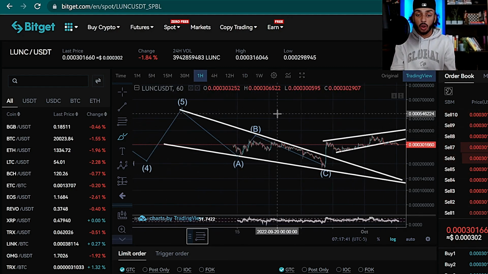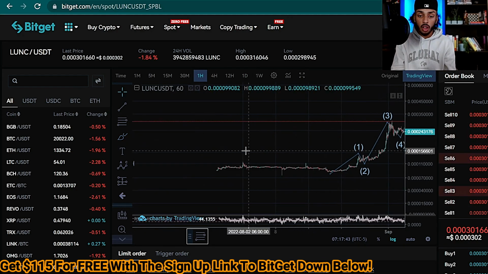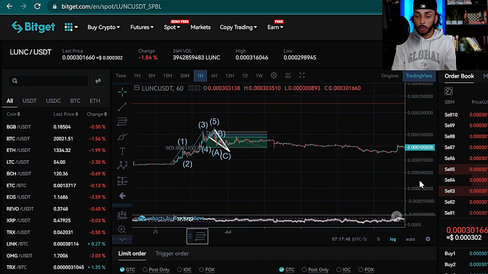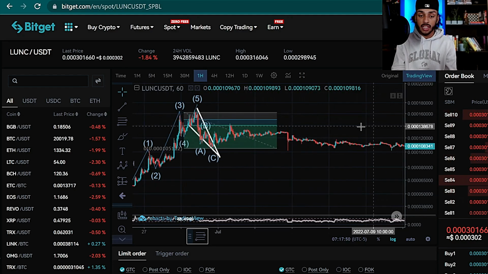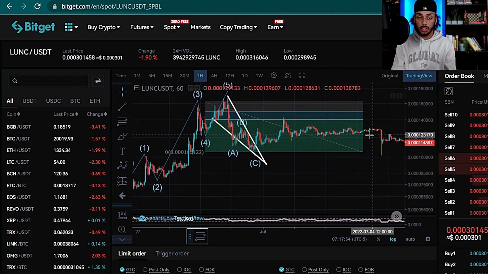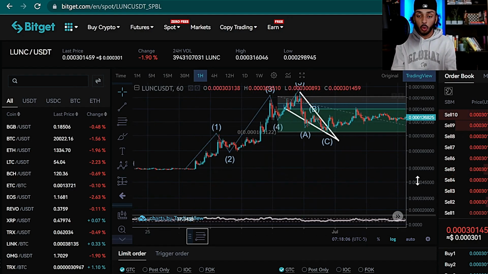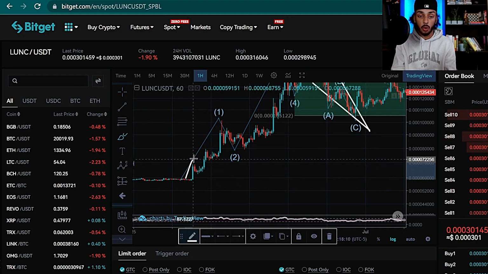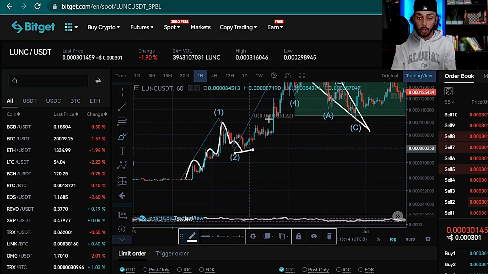So what we're going to do is scale down and see what happened on the hourlies. Let's go all the way back to this very first pump after the initial pump, and we can see how this played out. Let's zoom in, there we go. It started off with 1 strong wave to the top, and this was even its own little 5 wave. It's crazy, right? We saw 1, 2, 3, 4, 5 to the top, and then a 1, 2, 3 to the bottom before eventually continuing.